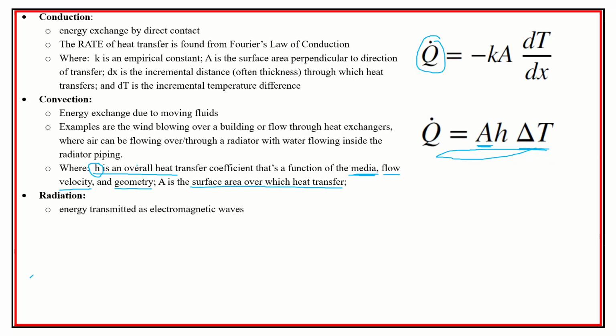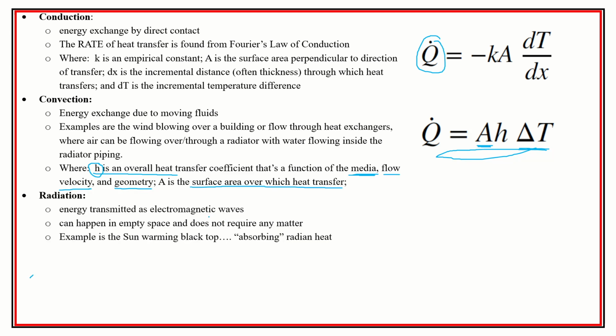Radiation, remember, that's electromagnetic waves, that happens in space and doesn't require any matter. And quite frankly, it's not really going to be affected by the matter. What it really responds to is something that's dark, sometimes called a black body. So if you wore a black shirt out in the sun, it would be absorbing some of the radiant heat more than if you wore a white shirt.